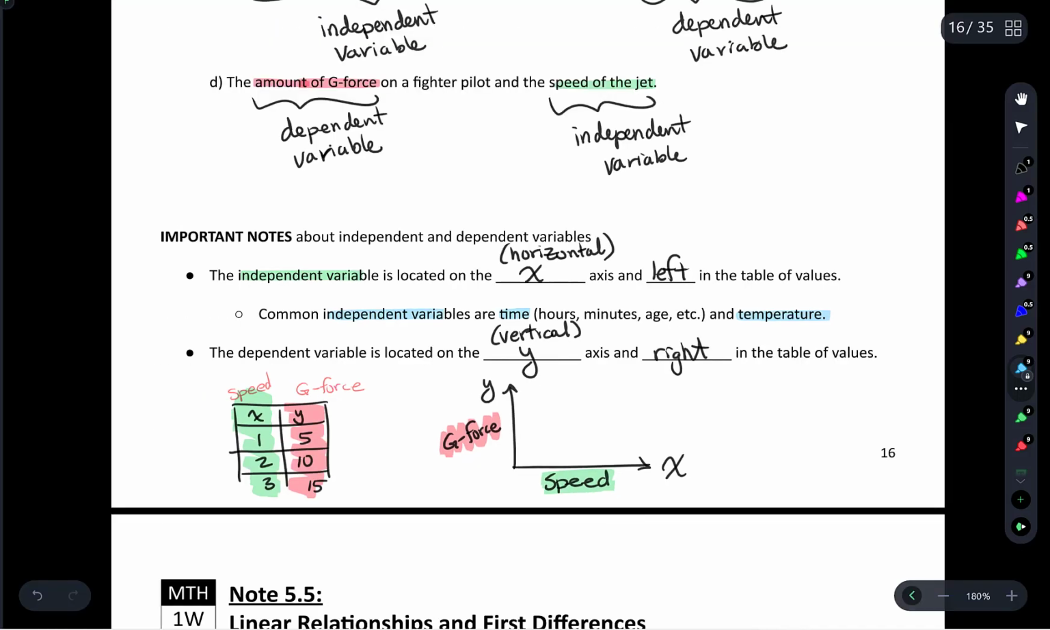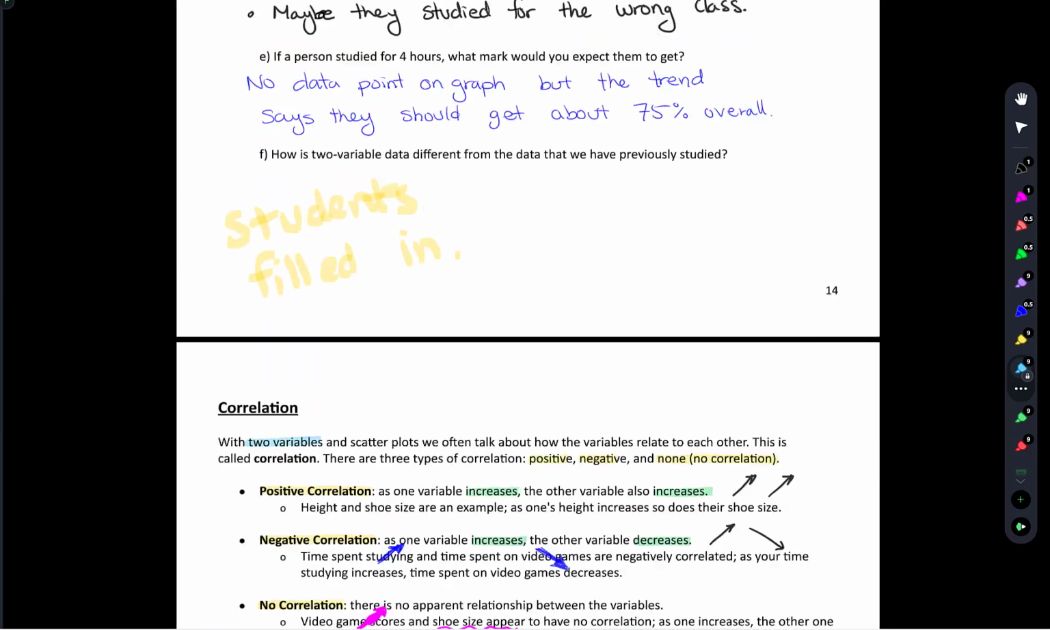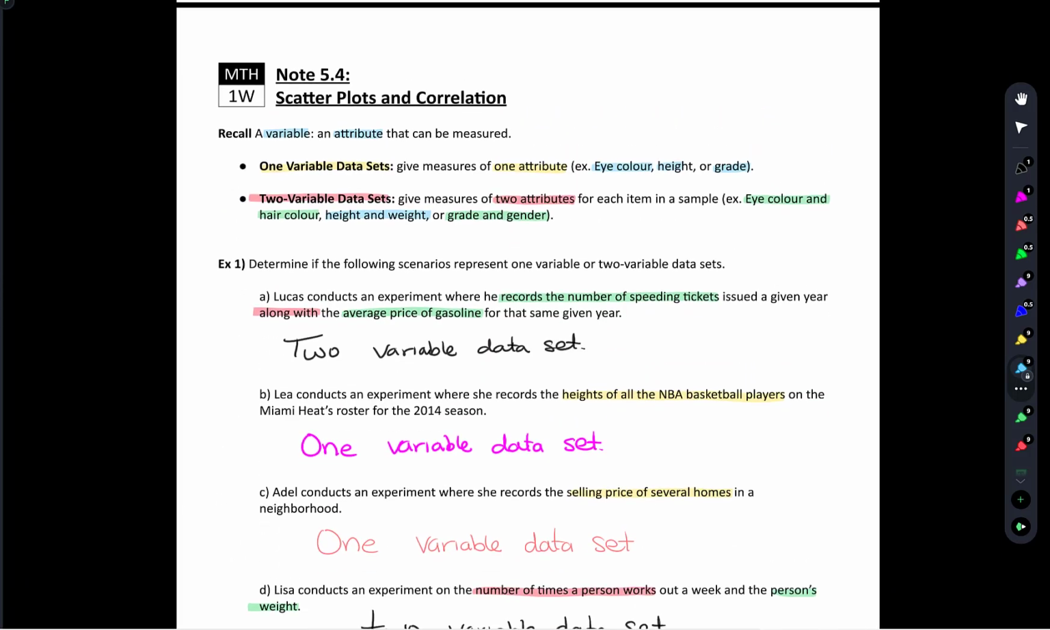All right, so this was our lesson on scatter plots and correlation. We also threw in a little bit of a discussion on independent and dependent variables. And I'm going to suggest now that we jump into trying some of your check your understandings questions. And if you have any questions yourself, you can feel free to send me an email.